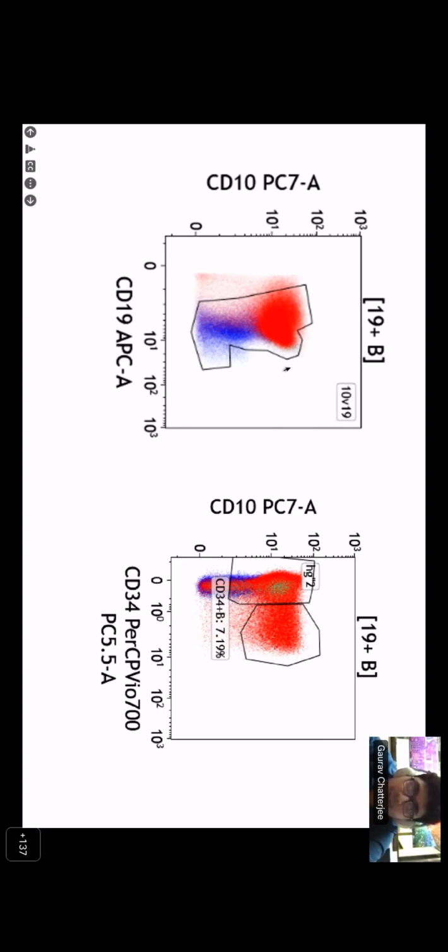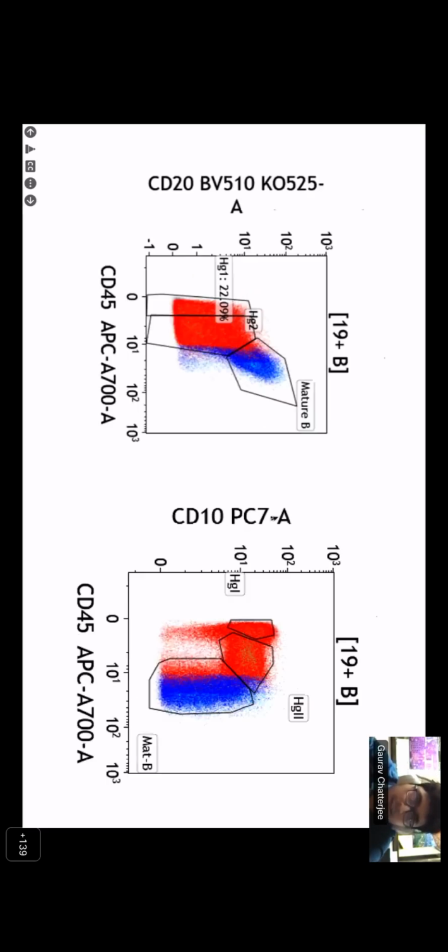In this, the gates that I've drawn are drawn on normal B lymphoid precursors, or those cells that we know as hematogones, because they have a typical immunophenotype. So the gates are drawn on that. What I see is that the cells follow these gates quite nicely. Let's go on and see other things.